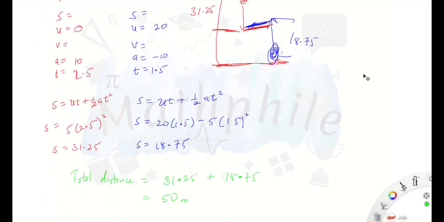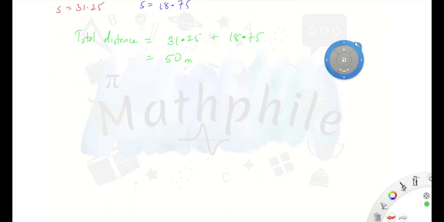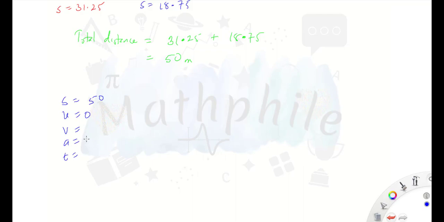So for A, we're saying that U is equal to 0, S is 50, and acceleration A is 10. Time is T. So we can use this to find T, by using S equal to UT plus half AT squared.